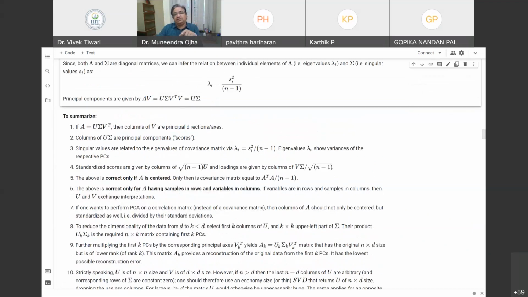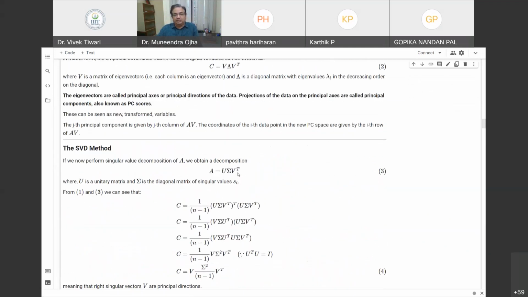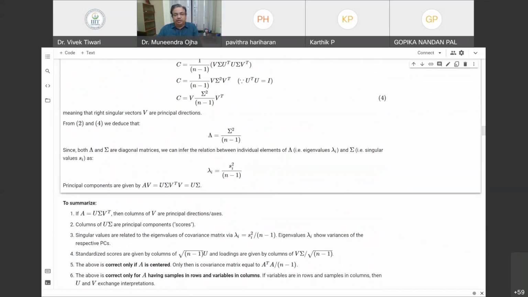AV is the same as U sigma, because if you replace A in this equation AV, what was A? A is U sigma V transpose. So you put U sigma V transpose over here, and V transpose and V become identity.